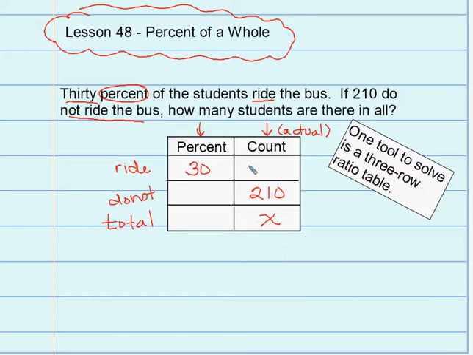Now again, remember that when we're using a ratio table, we can make a proportion. But we need some more numbers, right? We don't have anything across from total. It looks like a blank table. There are things we can fill in, because percent total will always be 100.